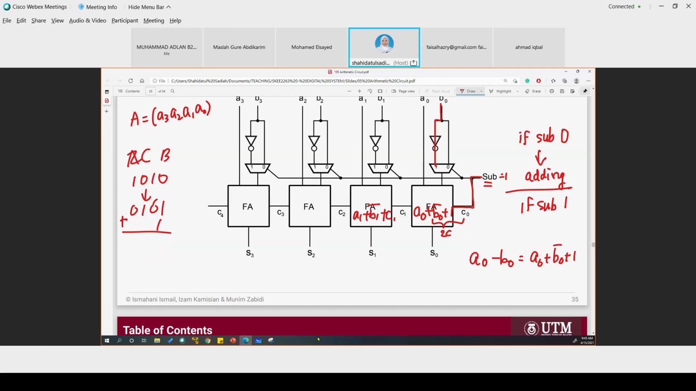Even with Z0, we still subtract. Yes, we only add 1 to the LSB. We only add 1 to the LSB. Okay, then I got it. Only this is the LSB. Only this one needs to be added by 1.